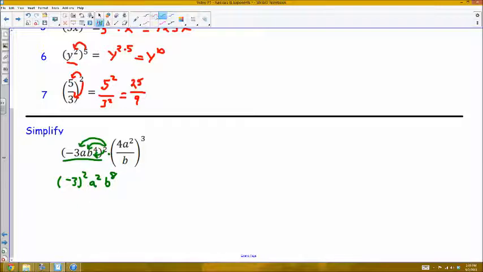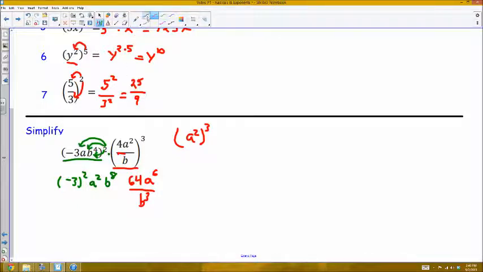Okay, now let's look at the second part. Here, again, I have a 3 on the outside, so I'm going to distribute that to every individual term that's being multiplied, every factor. So I have 4 to the 3rd power. Well, 4 times 4 is 16, and 16 times 4 is 64. Then I have a squared to the 3rd power. Well, a squared to the 3rd power, using that exponents raised to exponents property 6, be 2 times 3, or 6, a to the 6th, divided by b to the 3rd power.